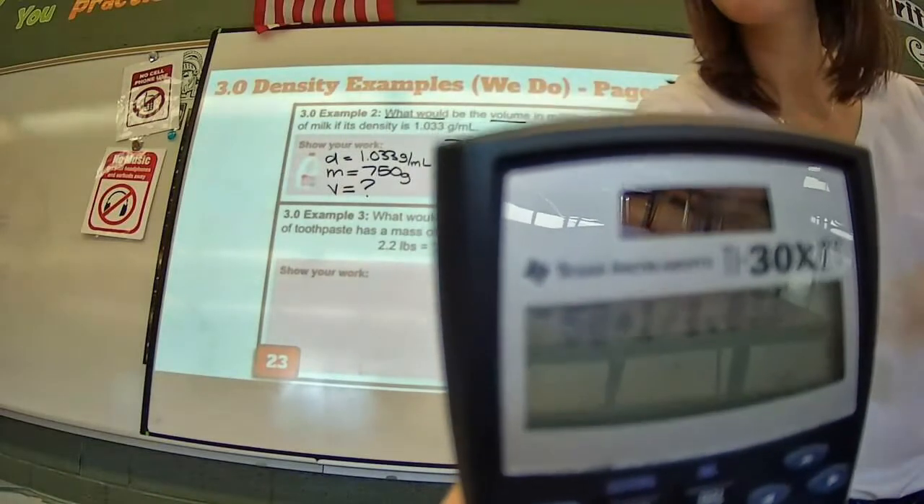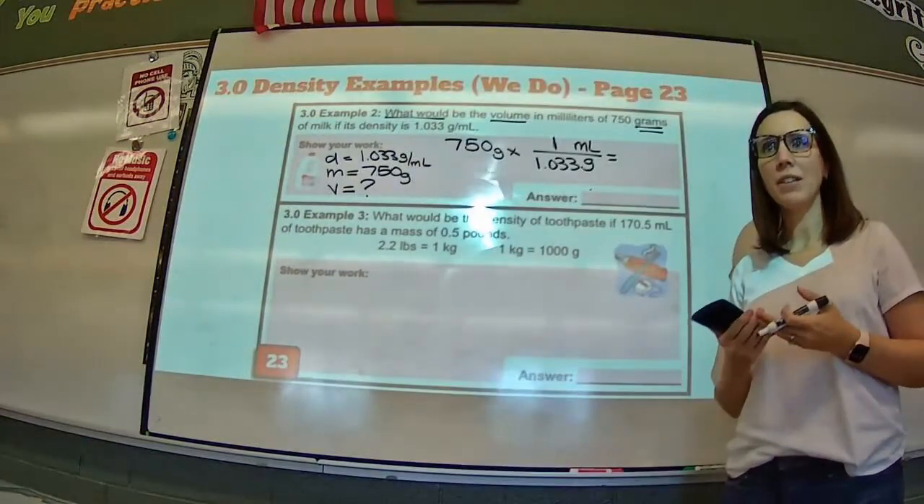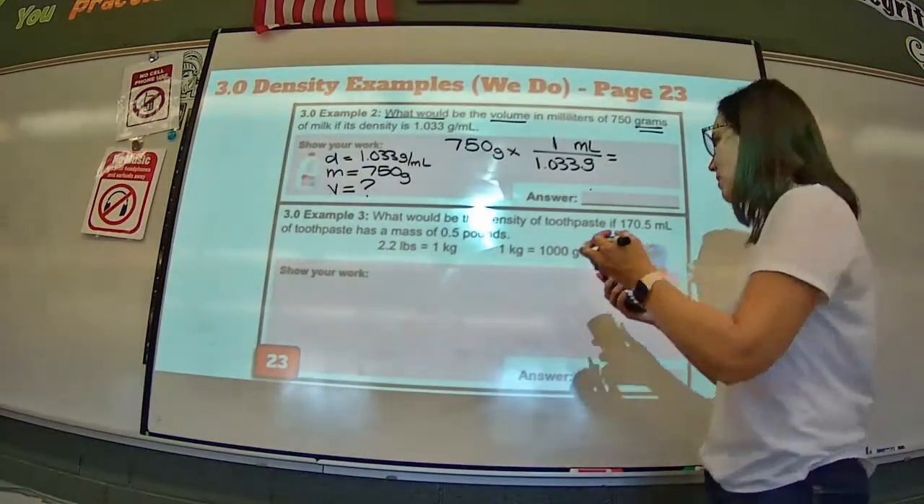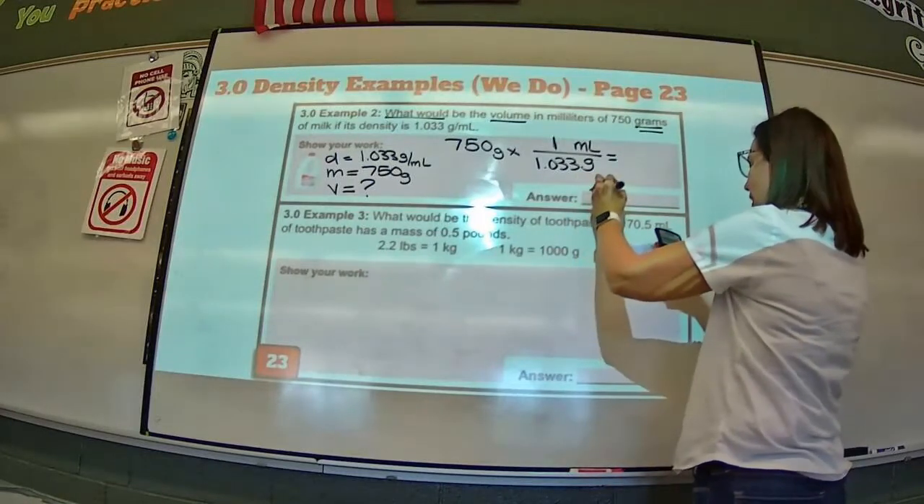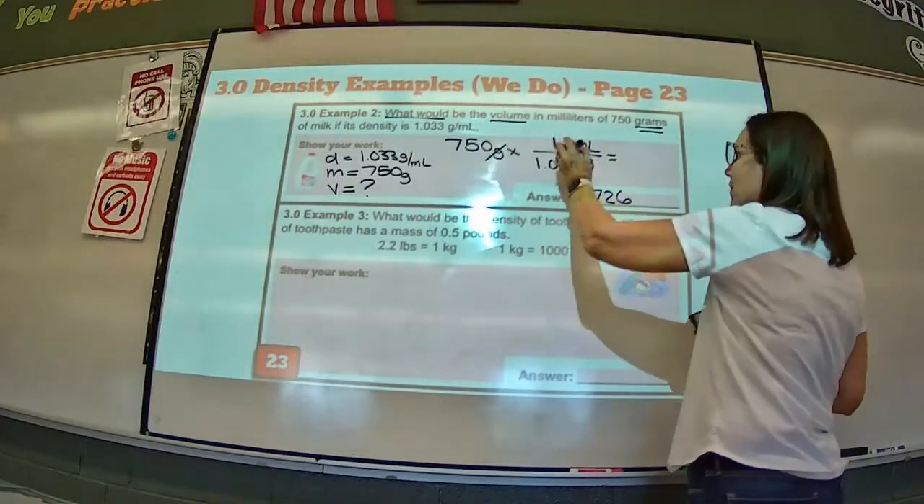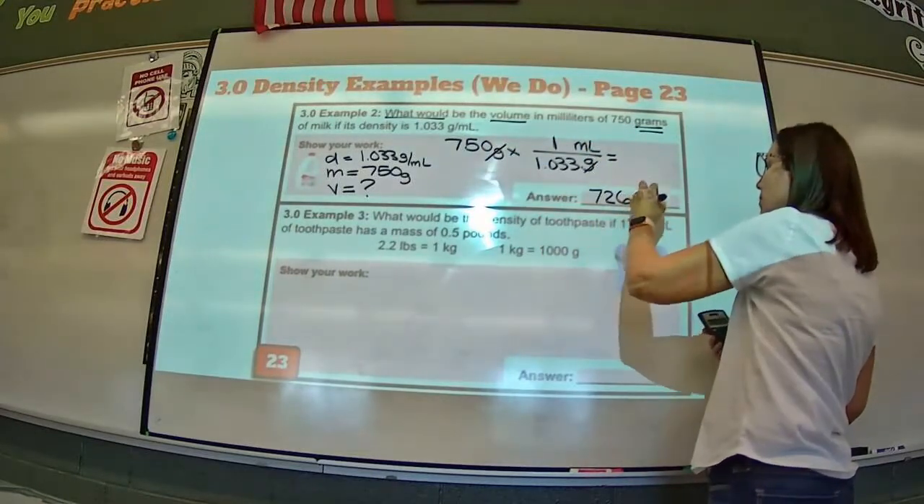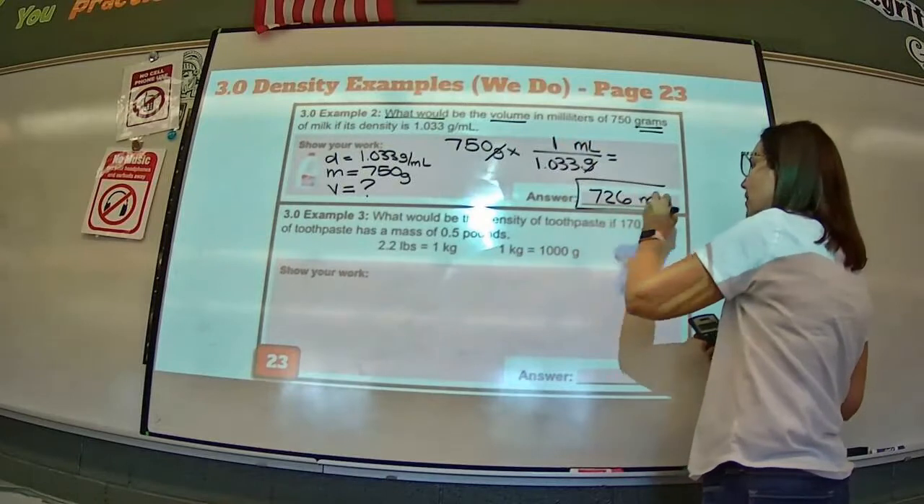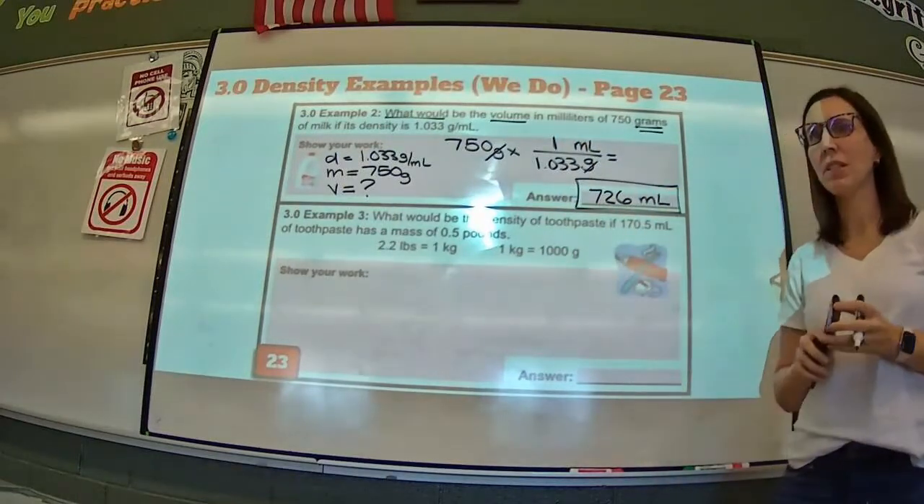There you go. So when I put that in the calculator, what I end up getting is 726, and then our grams have canceled, so we're left with milliliters. So my final answer is 726 milliliters.